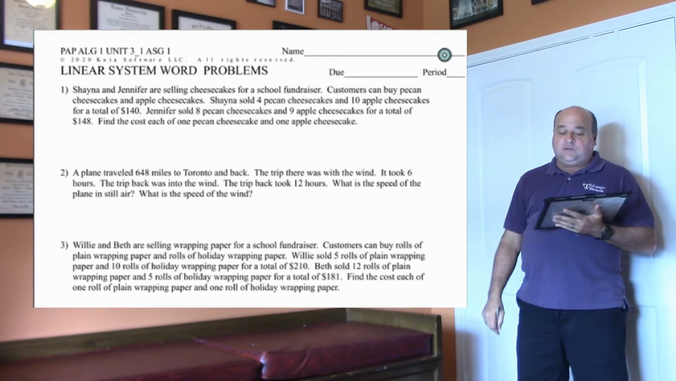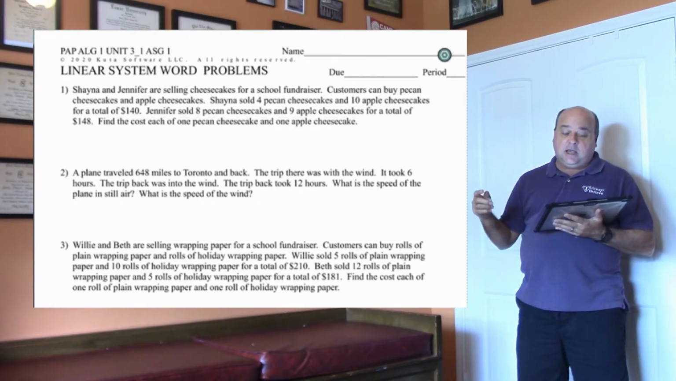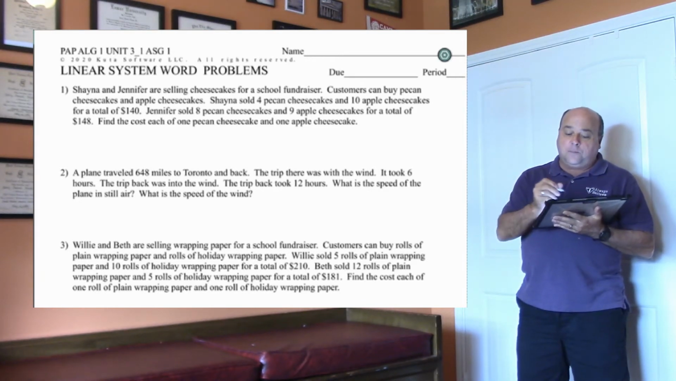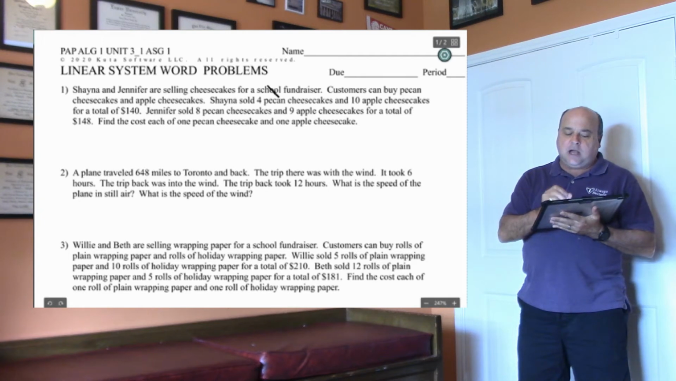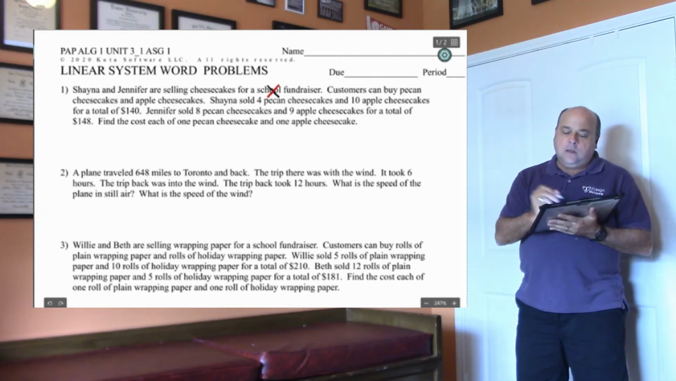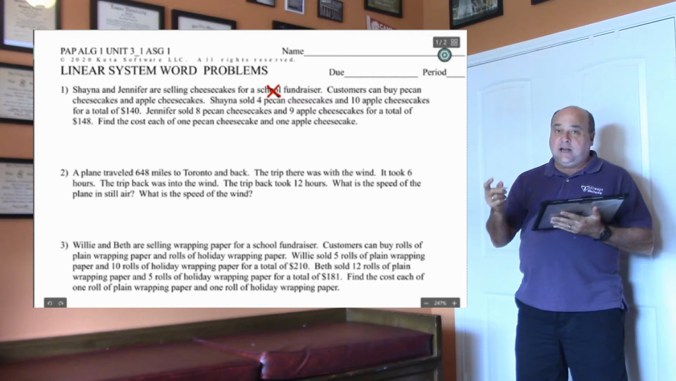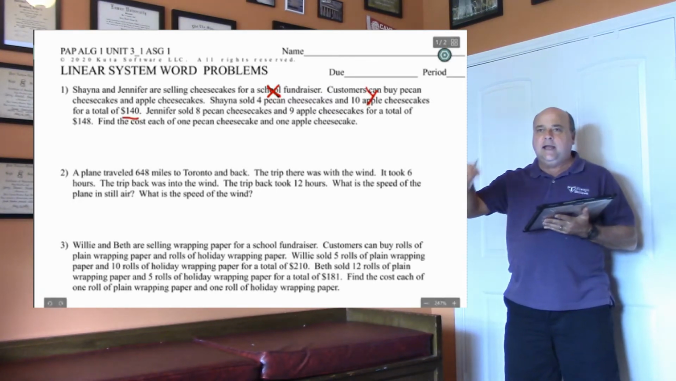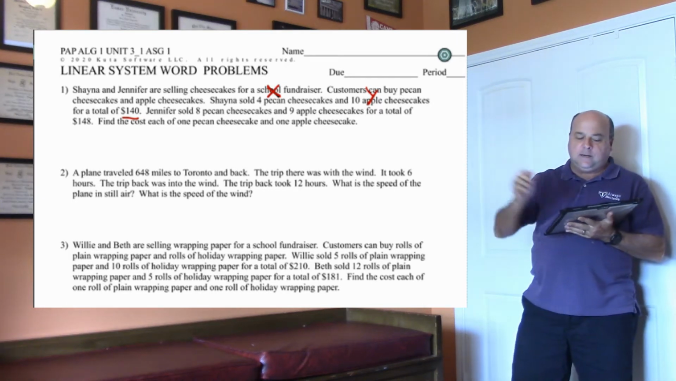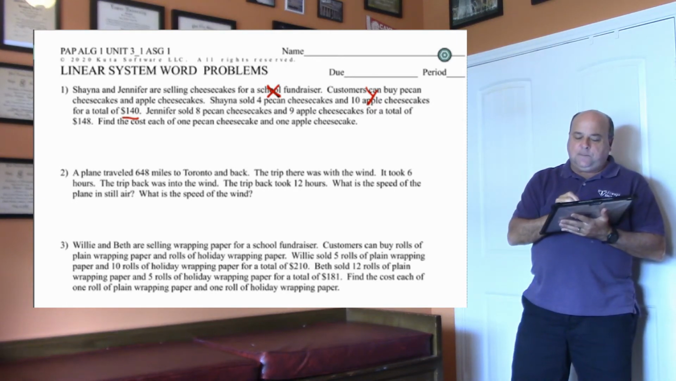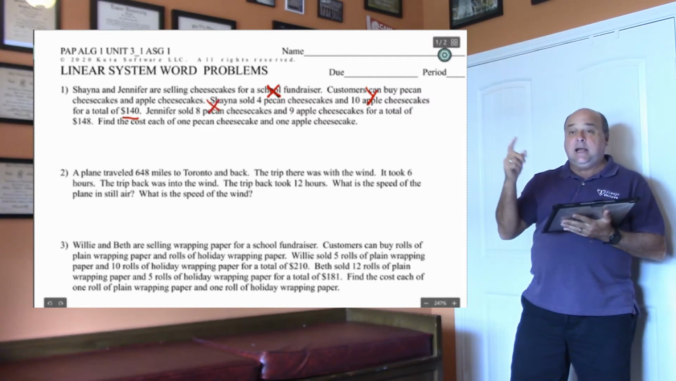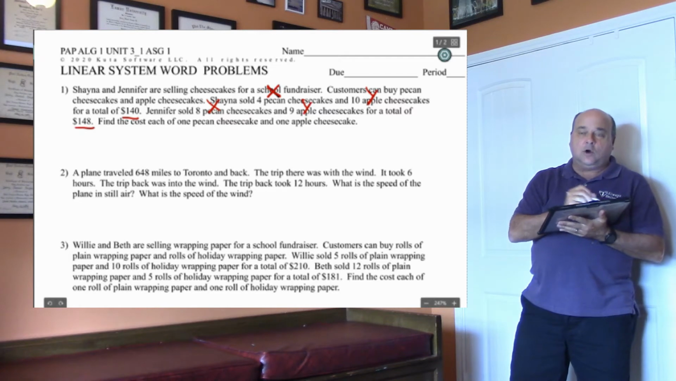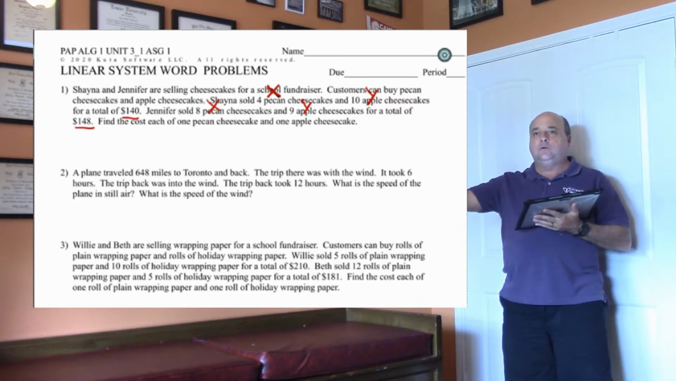They're selling cheesecakes for a fundraiser. Customers could buy pecan and apple cheesecakes. Shanna sold 4 pecan cheesecakes. Let's do pecan as x. And she sold 10 apple cheesecakes for y, and that equals a total, doesn't it? So ax plus by equals c, doesn't it? Okay, Jennifer sold 8 pecan. The pecan will be x, and 9 apple will be y, for a total of 148. That's our total. Ax plus by equals c.